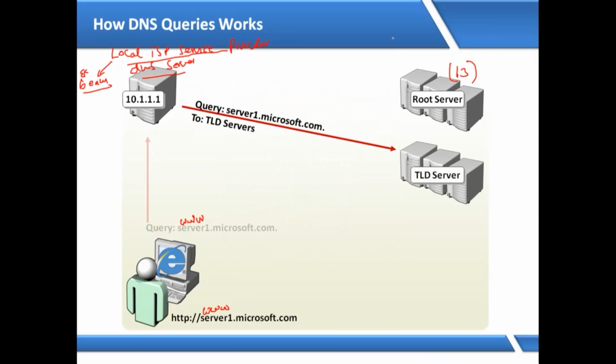Here this is your dot. Root server means dot. The root server will give the IP address of the top level domain. Here the top level domain in our example is .com. So this is called TLD, top level domain.